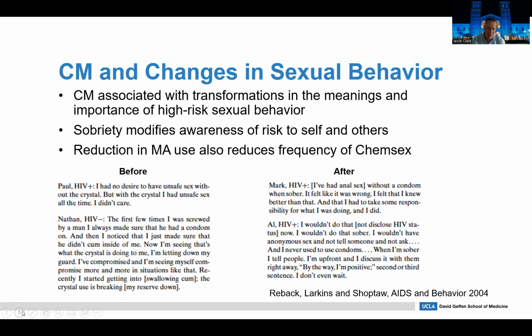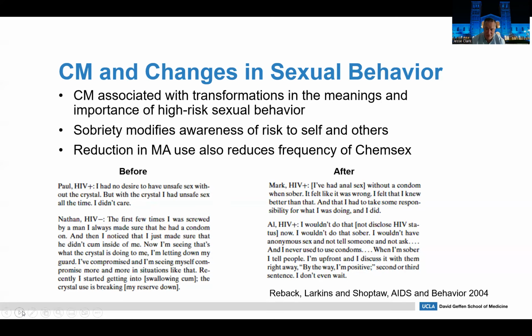it's also the meanings and the importance that people assign to these activities. So before the intervention, we have quotes from a couple of participants. Paul said, "I had no desire to have unsafe sex without the crystal. But with the crystal, I had unsafe sex all the time. I didn't care."